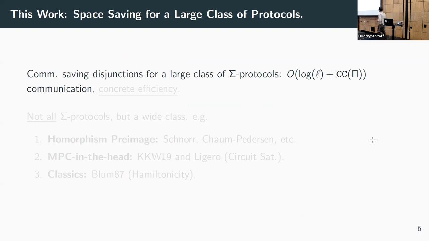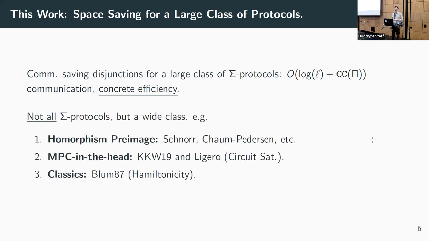So what we do is we get space-saving disjunctions for a large class of Sigma protocols, not all Sigma protocols, where the communication is logarithmic in the number of clauses. Furthermore, our compiler conserves the concrete efficiency, so it's real world. So you can use it. Note that we can't do this for all Sigma protocols because we can't use the definition of a Sigma protocol as a black box. However, it applies to a very wide class of Sigma protocols. Here's just a small handful of them. If it's of the form of proving pre-images of a homomorphism using these classic protocols, or if it's MPC in the head, then you could probably also do it. It also includes classical protocols like the one for graph Hamiltonicity and others. So it relies on no algebraic structure of the language.